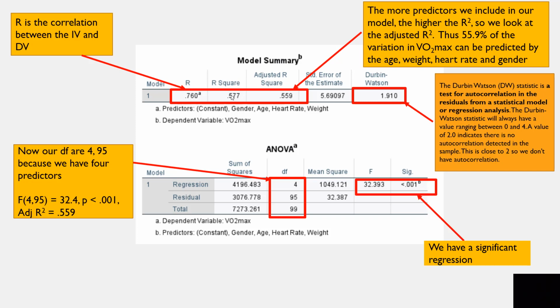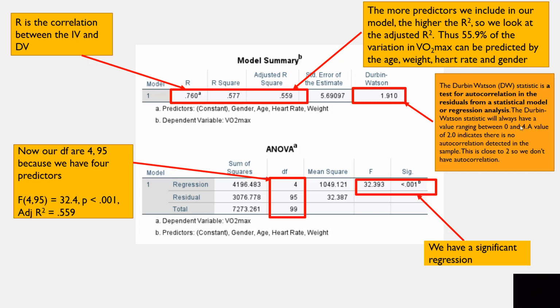And as you square it, obviously we have 57.7 here and 55.9. There's an adjustment that we do when you add more predictors into the equation, because even if you add bad predictors in the equation, your R square is going to go up. So SPSS calculates this adjusted, and this is the one we report for multiple regression. So now 55.9% of the variation in VO2 max can be predicted by age, weight, heart rate, and gender.